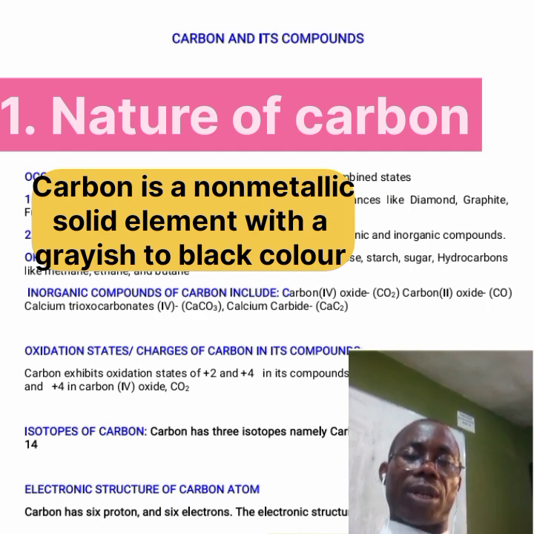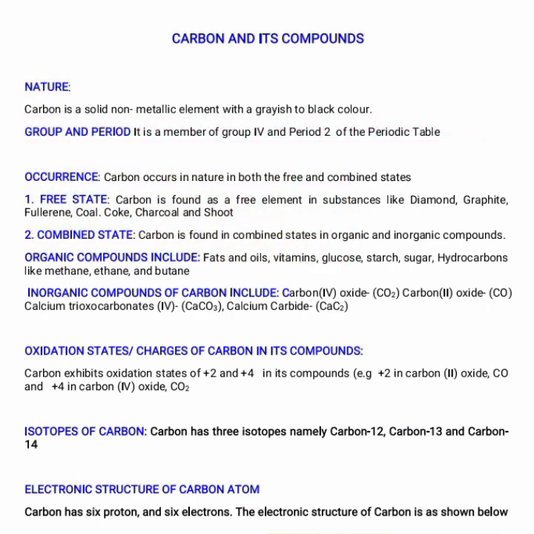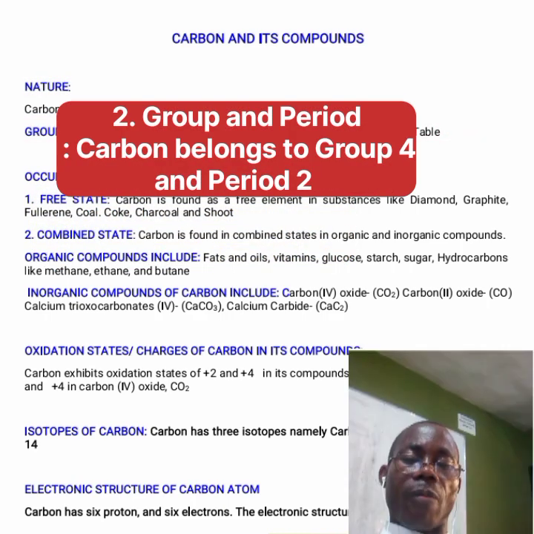Now, group and period of carbon on the periodic table. Carbon belongs to group 4 and period 2 in the periodic table. Now, occurrence of carbon.